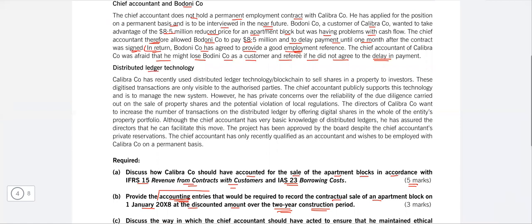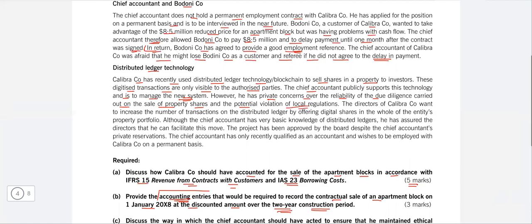Distributed ledger technology. Calibra company has recently used distributed ledger technology to sell shares in property to investors. These digitalized transactions are only visible to the authorized parties. The chief accountant publicly supports this technology and is to manage the new system, which is the blockchain technology. All are fine. However, he has private concerns over the reliability of the due diligence carried out on the sale of the property shares and the potential violation of the local regulations.